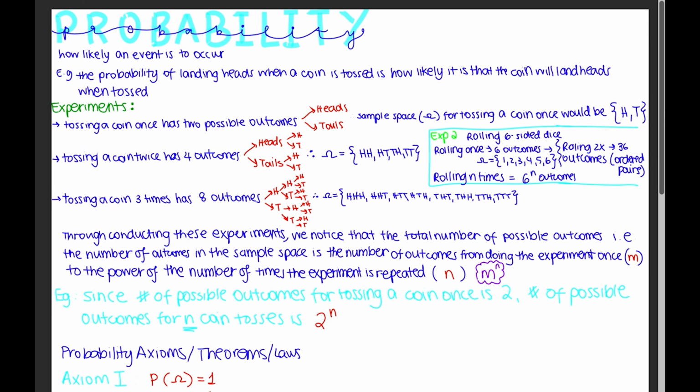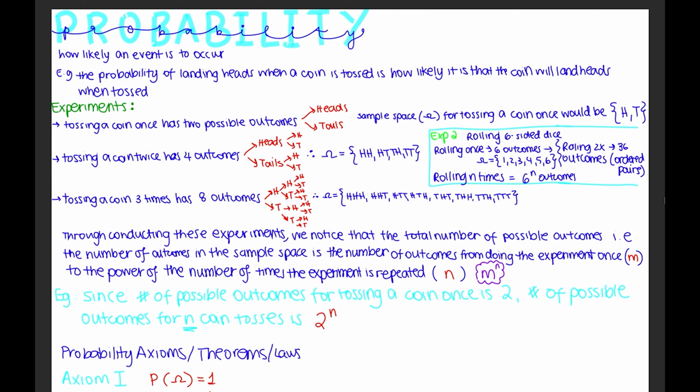Tossing a coin twice has four outcomes. The first time it could be heads or tails, the second time it could be heads or tails. So the sample space could be heads-heads, heads-tails, tails-heads, or tails-tails. Tossing a coin three times would have eight outcomes. The first time heads or tails, the second time heads or tails, and the third time heads or tails. So the sample space for that experiment would be all these eight outcomes.